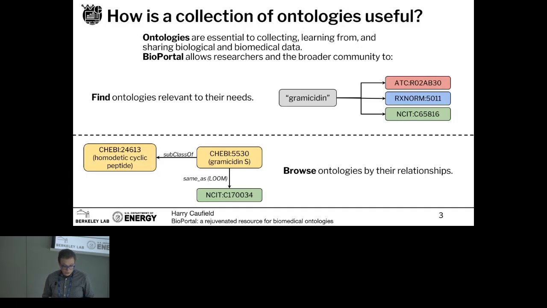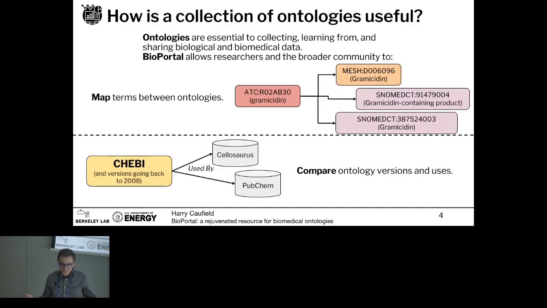By the same token, you can browse ontologies by their relationships. In this case, maybe you're looking at gramicidin S, in terms of its ChEBI entry. Right away, you can browse and say, okay, that's a subclass of another ChEBI term. But you can also look at it through multiple ontologies and their mappings to each other and realize, okay, there's actually a same-as relationship defining that to a term in NCIT. And again, it might not mean exactly the same thing, but at least you can see what's there.